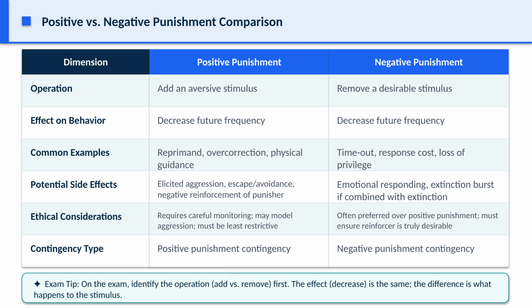Ethically, negative punishment is often preferred as it is less restrictive, but you must verify that the removed stimulus is truly reinforcing. Remember, the exam will test your ability to identify which contingency is in place based on whether a stimulus is added or removed, not on the behavior change itself. Always consider the least restrictive alternative when designing interventions.